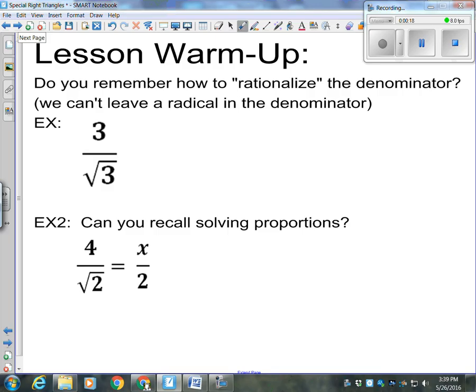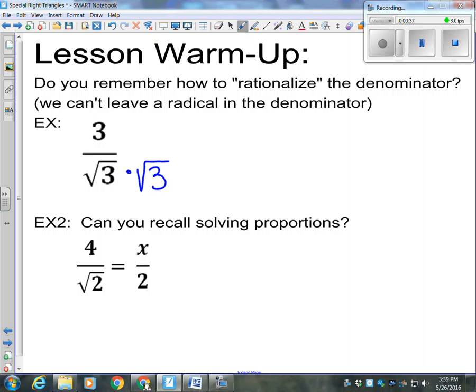Do you remember how to rationalize a denominator? Pretty much what we need to remember is that you cannot leave a radical or any kind of square root or any root at all in the denominator. So the way that you get rid of it is you're going to figure out a way to get the closest square, make it a perfect square so it doesn't stay on the bottom.